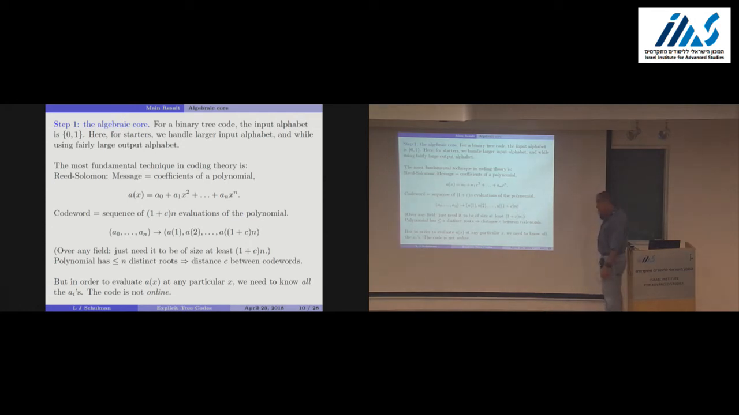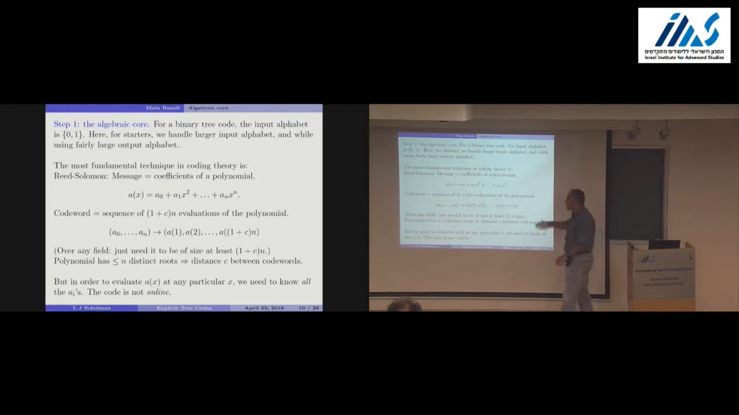The field just has to be big enough to give you enough different evaluation points. And the distance property just comes from the fact that a polynomial has no more roots than its degree, and so that bounds the number of places where two polynomials can agree. So two distinct codewords have to be different in at least c times n positions.